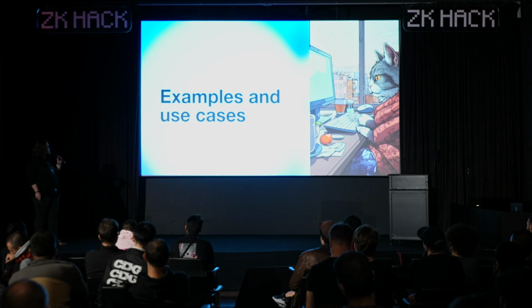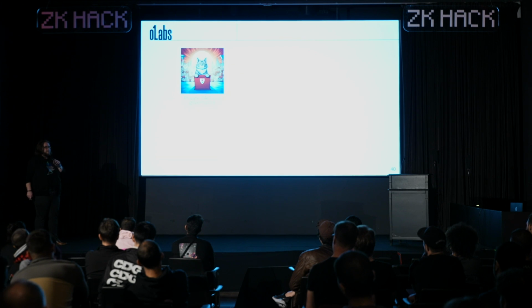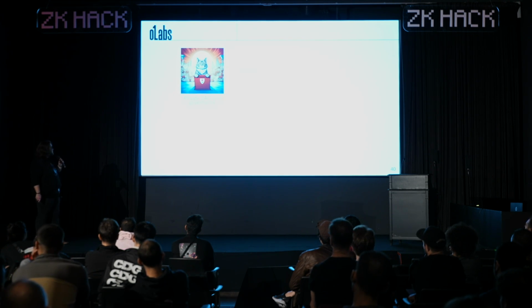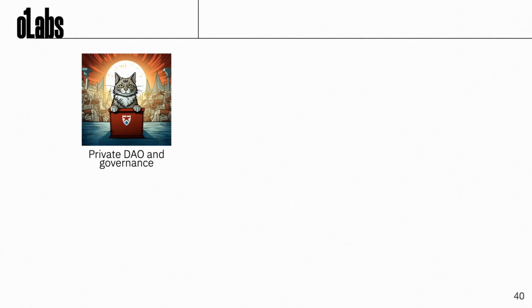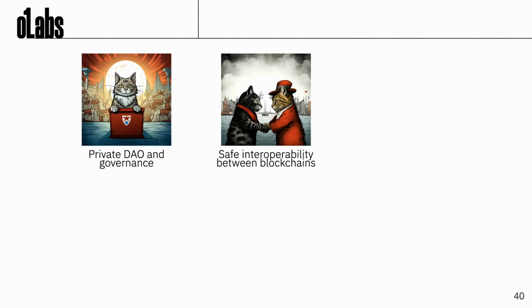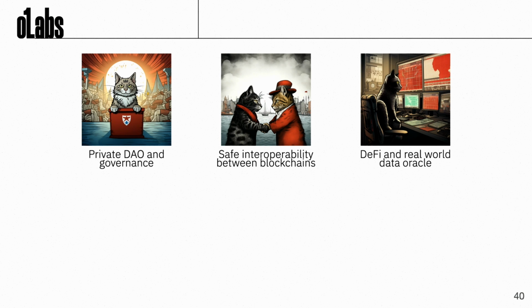So briefly going into examples and use cases to give you a couple of interesting ideas. Private DAOs in governments is a very important thing. You can build privacy-based voting applications, survey applications. There's an idea about safe interoperability between blockchains or state channels. That is a very interesting one. Simply using recursive peer-to-peer proofs to verify computation between two parties or between blockchains.